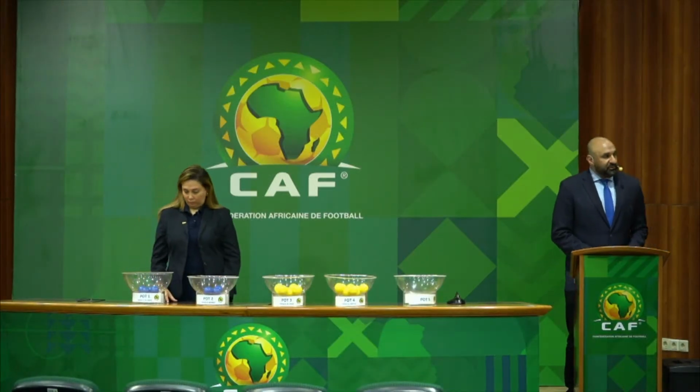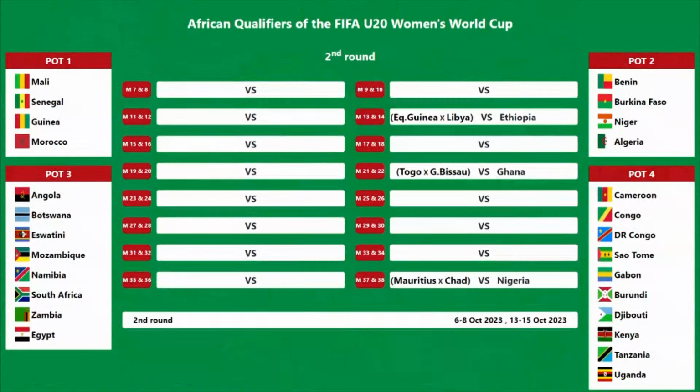As I explained before, we have the teams divided into 4 pots. Pot 1 will have the teams of WAFO A, and Pot 2 will have the teams of WAFO B. Pot 3, COSAFA. Pot 4, SECAFA and UNIFAC. The teams of UNAF were distributed into the different pots according to their geographical condition, because we only have 3 teams from UNAF, so we had to distribute them in the other pots.